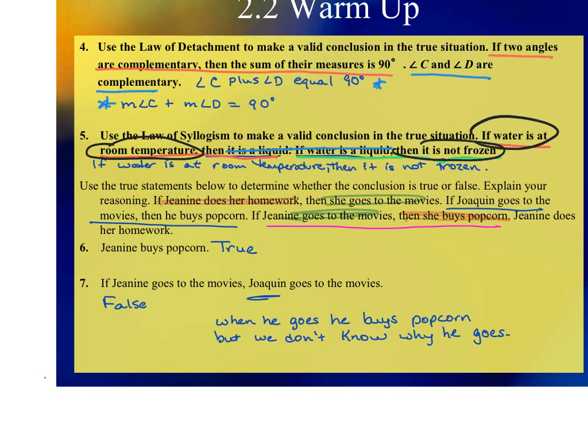Now I know I got a lot of highlight on here. Let me see if I can. No, it's not going to let me erase.